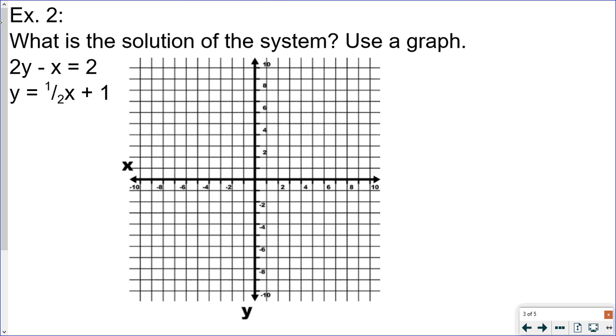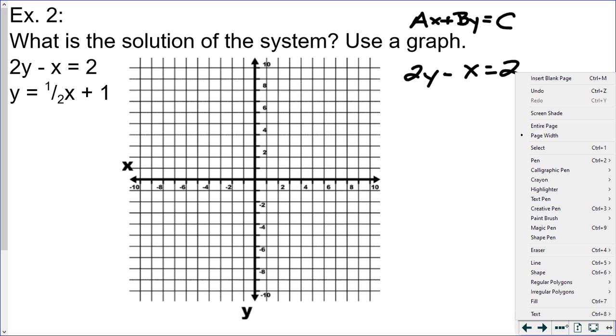All right, so let's look at another one. This first one, I'll rewrite it over here. It is in standard form. Standard form is ax plus by equals c. So 2y minus x equals 2. And so remember, you can graph equations in standard form.